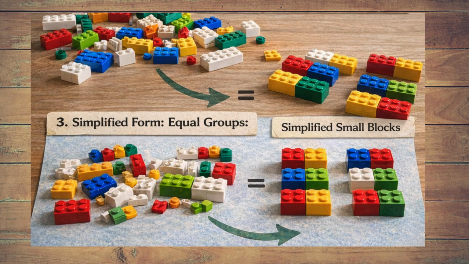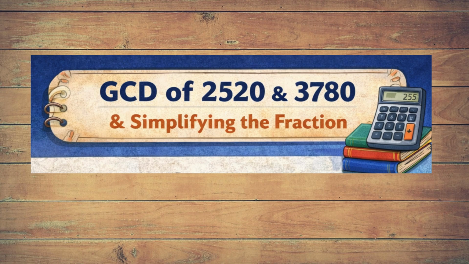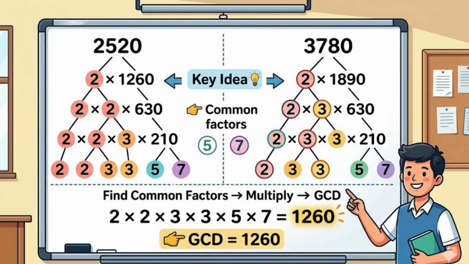Now let's understand with an example. Find the GCD of 2520 and 3780. First take 2520. Start dividing it using small numbers like 2 or 3. Keep dividing step by step until you are left only with prime numbers. Now do the same thing for 3780. Break it down completely into prime factors.